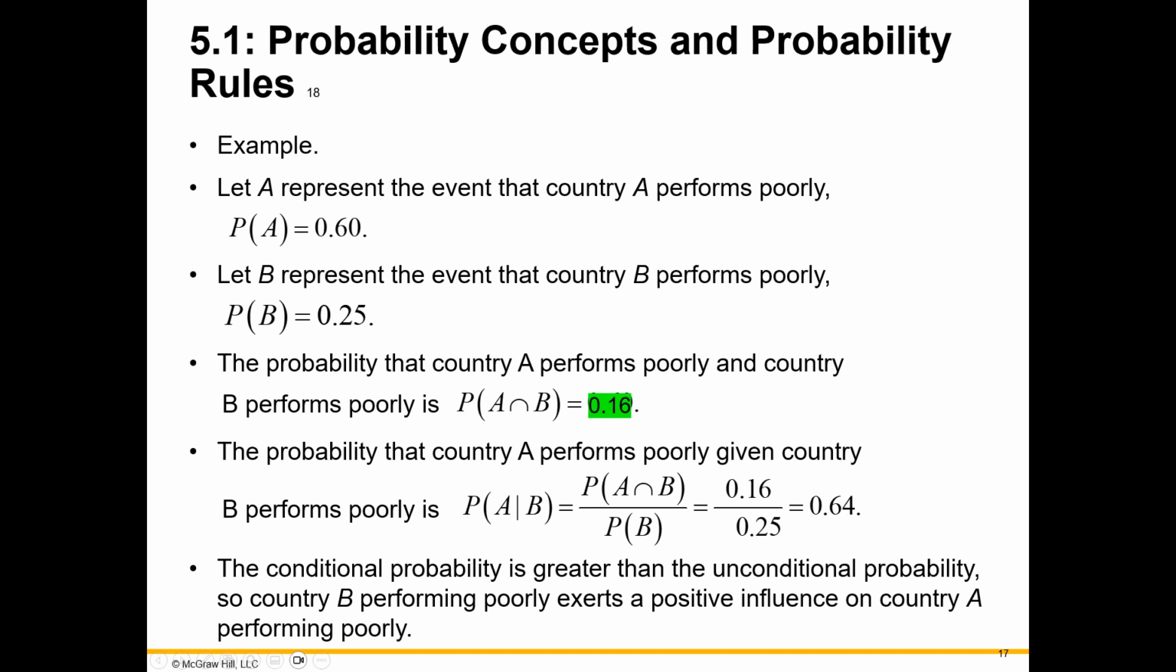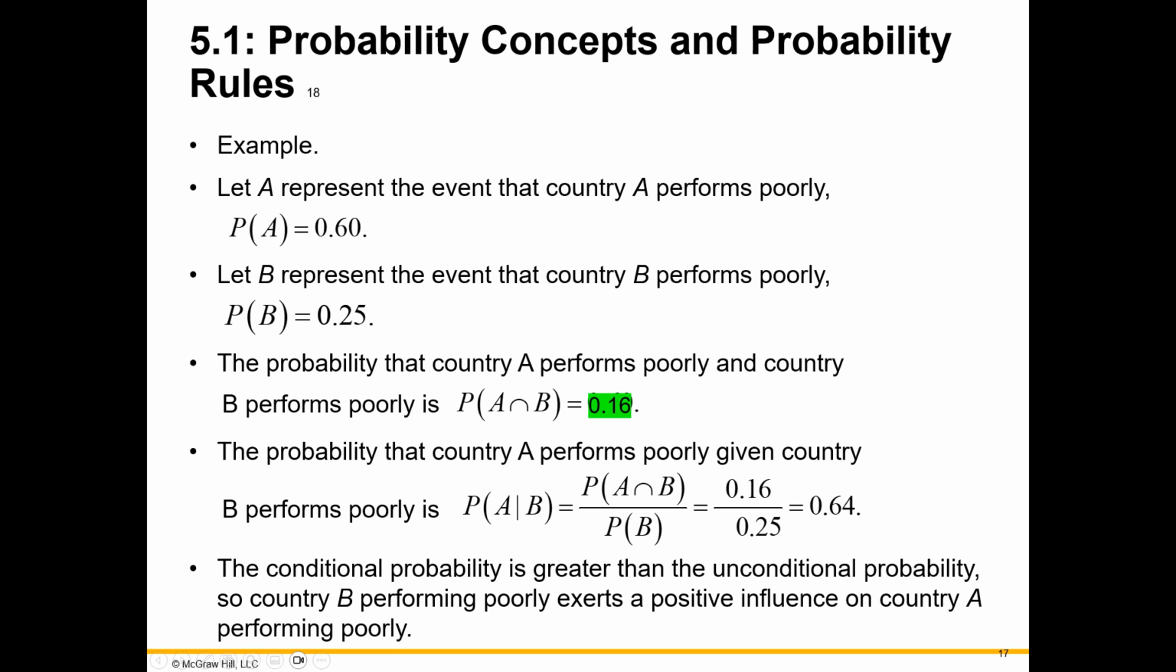We can apply that formula that we had before, this guy right here. Let A be the probability that country A performs poorly. B be the probability that country B performs poorly. We had both of those numbers here. 60% chance that A has a bad period, 25% chance that B has a bad period. And we've determined right here that we think in both of these that the chance of both countries having a poor economic period would be 16%.